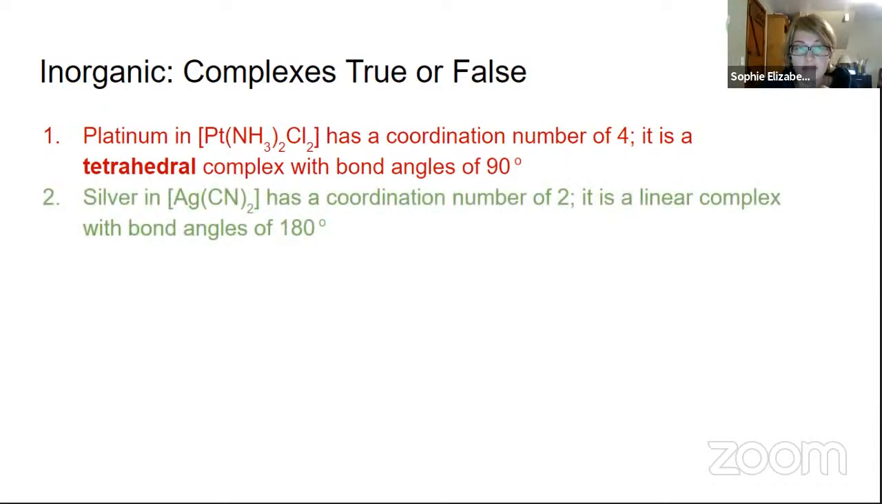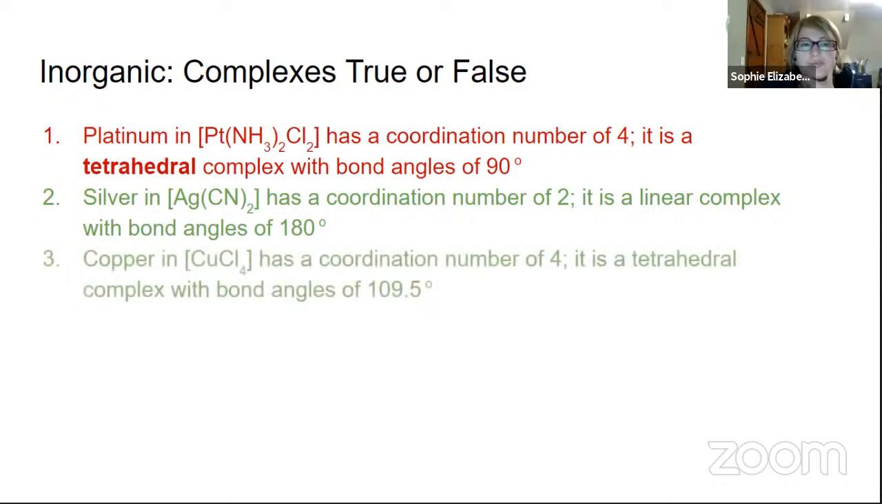So silver in this complex has a coordination number of 2, and it's a linear complex with bond angles of 180. That's true. Silver is always in a linear complex, nice and easy for that one. Then we've got copper. In this complex it has a coordination number of 4. It's tetrahedral with bond angles of 109.5.